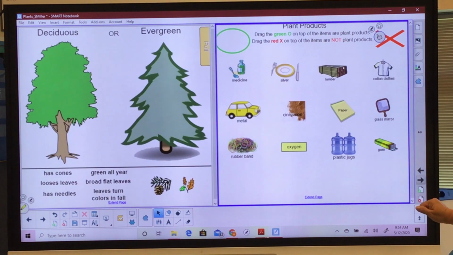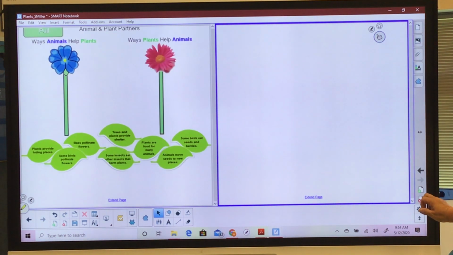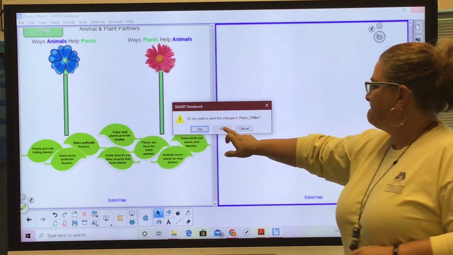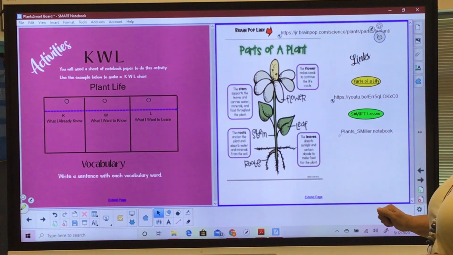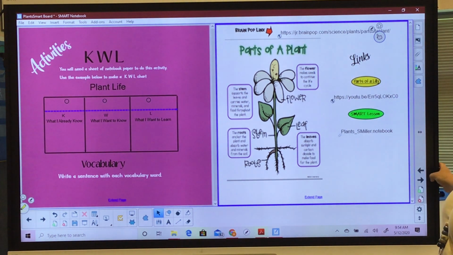Okay, we're not going to do that right now. Okay. Alright, so for right now, that's all we're going to do. We'll come back to that in just a minute, okay? So, parts of the plant: the stem, the roots, the flower, and the leaves.